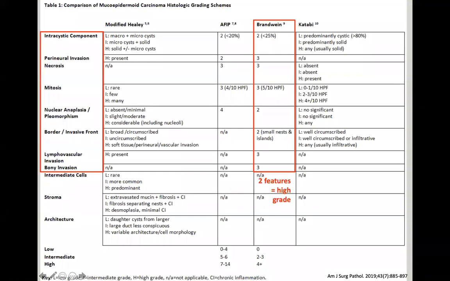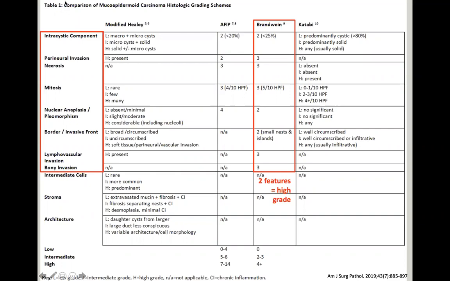The other thing that we looked at were grading systems. I do think the grading of mucoepidermoid carcinoma deserves a comment here, even though grading isn't the gist of this talk. I will mention it here. There are 4 different grading schemes that have been proposed for mucoepidermoid carcinoma, ranging from two quantitative and 2 qualitative.